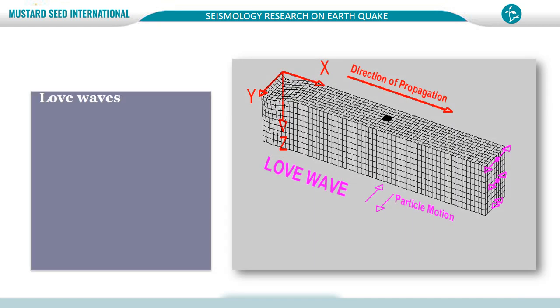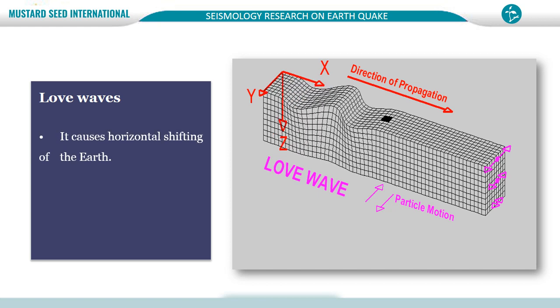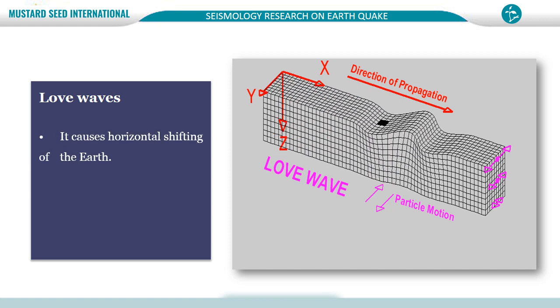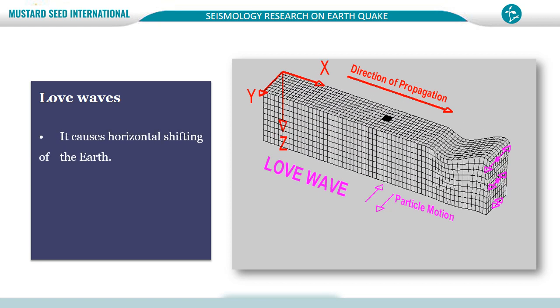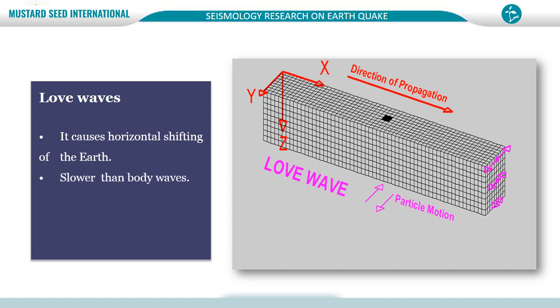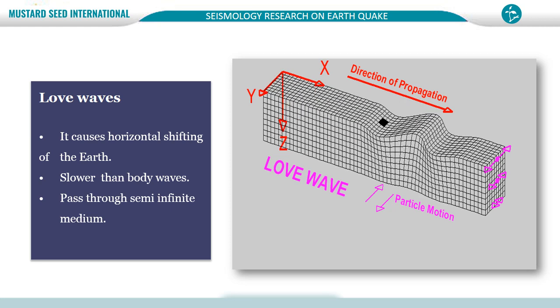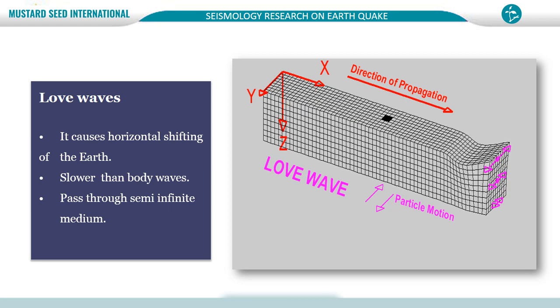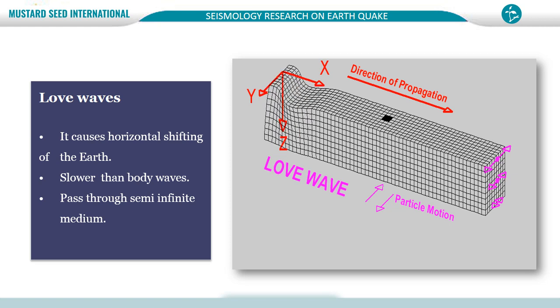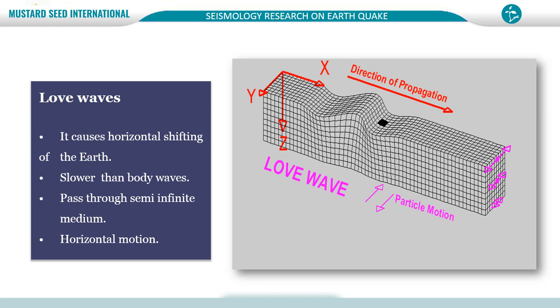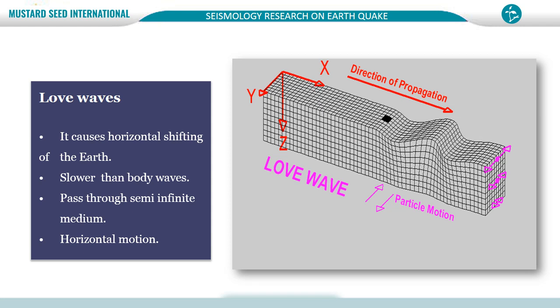Love waves, this kind of surface wave, cause horizontal shifting of the earth during an earthquake. They are much slower than body waves but are faster than Rayleigh waves. They exist only in the presence of a semi-infinite medium overlain by an upper layer of finite thickness. Confined to the surface of the crust, Love waves produce entirely horizontal motion.